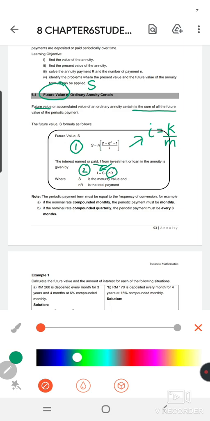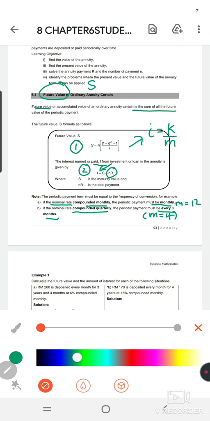Okay, note here the periodic payment term must be equal to the frequency of conversion. For example, if the nominal rate is compounded monthly, the periodic payment must be monthly. And if the nominal rate is compounded quarterly, the periodic payment must be every 3 months. So every 3 months ni maksudnya compounded quarterly. Maknanya dia compound m equals 4. And this one, m equals 12. Yang ni yang kita jumpa perkataan compounded tu dalam chapter compound interest. So this one is for the future value of an ordinary annuity certain.